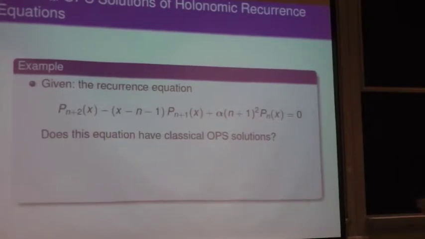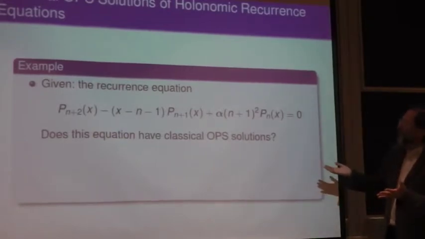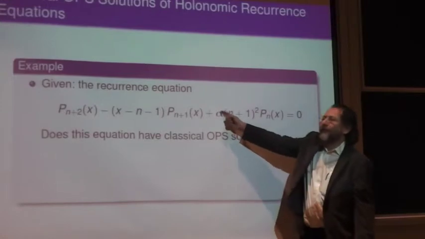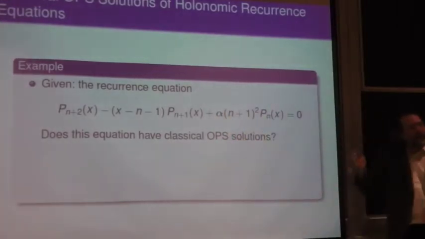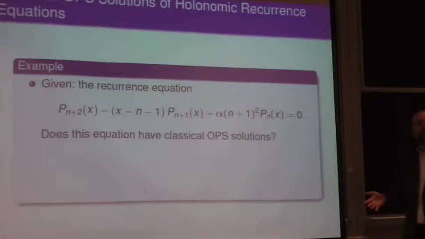Here is a question. Here's a recurrence equation. There's even a parameter alpha involved here. We would like to find out whether there are classical continuous orthogonal polynomial families that satisfy this recurrence. And then we look for the same question for the discrete case as well. Let's do it with Maple now.